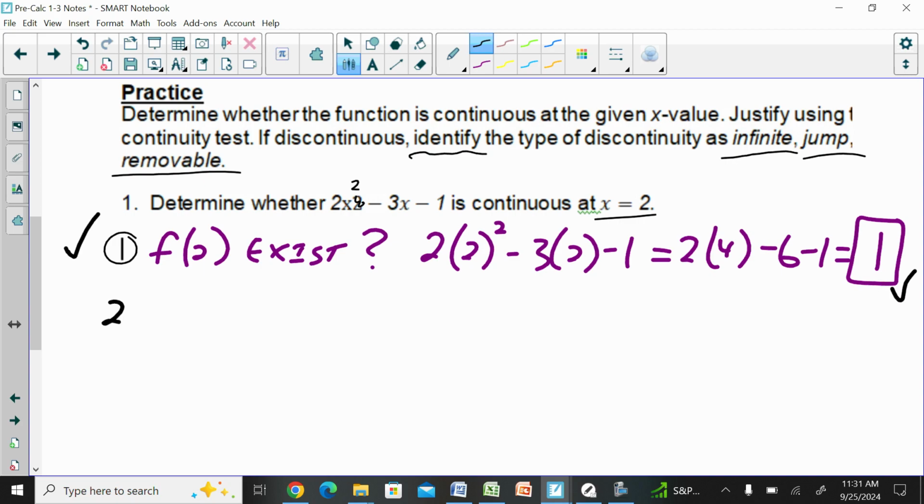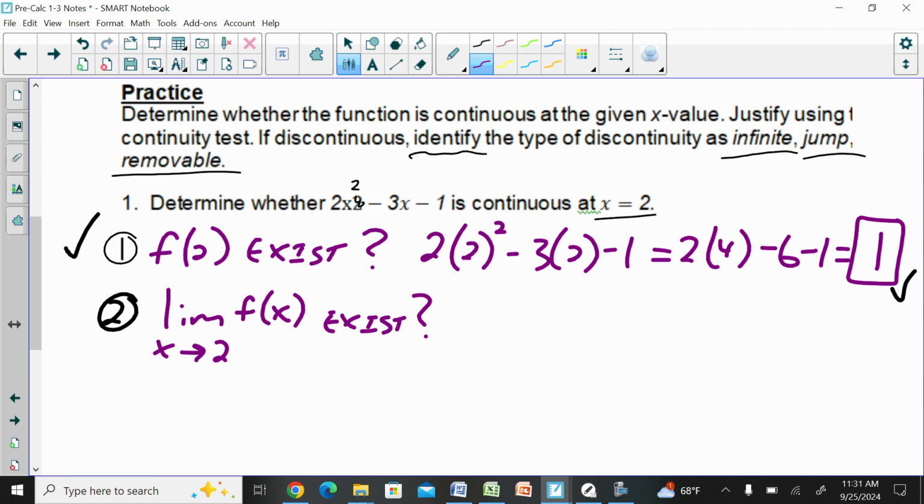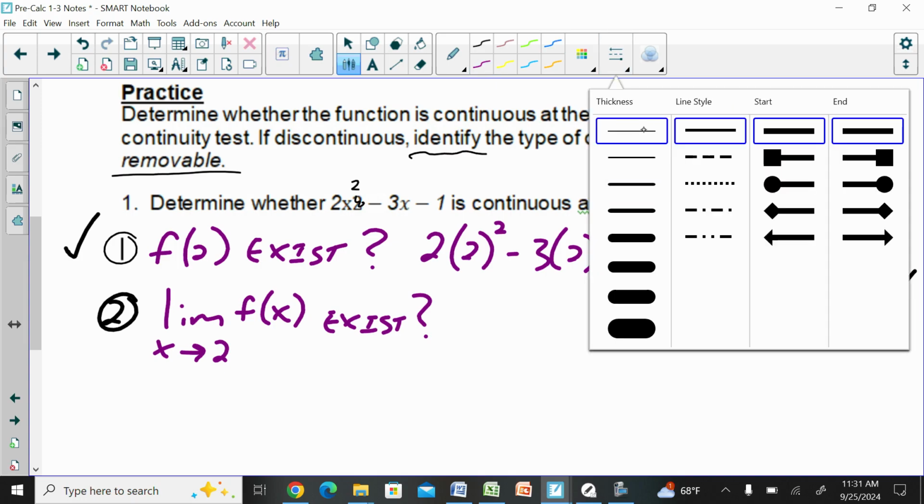Number two: does the limit as x approaches 2 of f of x exist? This is our test, remember, from above, those three criteria we had to fit. Now this is where it gets a little bit of a bummer, where you've got to actually do some work with a table. If you have a calculator handy, it's great.